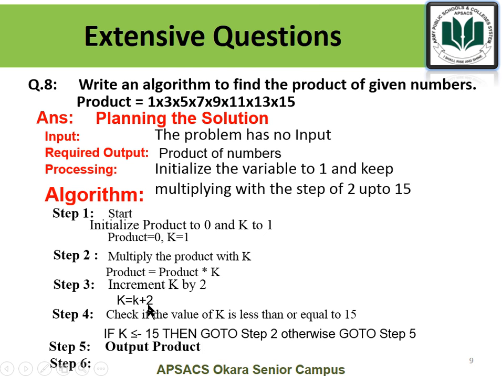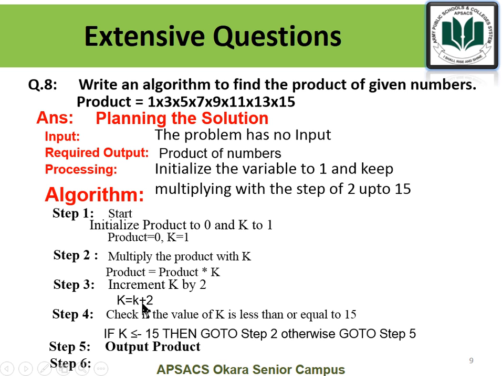The value of k was 3. 3 less than 15, yes, true. Then we will move to this step. Now the value of k becomes 5. 5 less than or equal to 15, yes, true. So now the answer of this product was 3, and the new answer will be 3 multiplied by 5, which is 15.